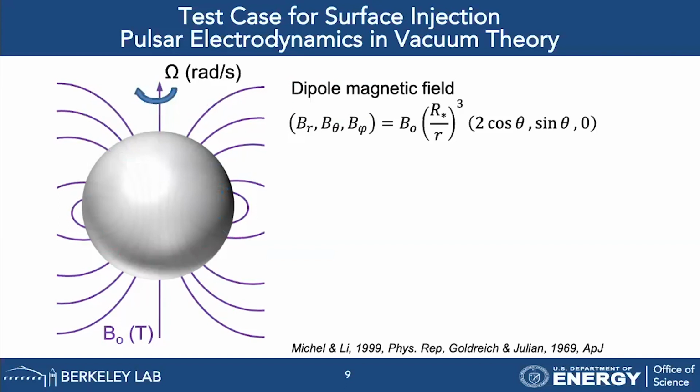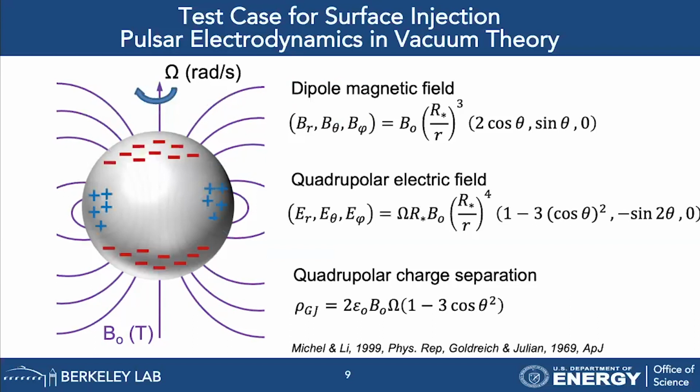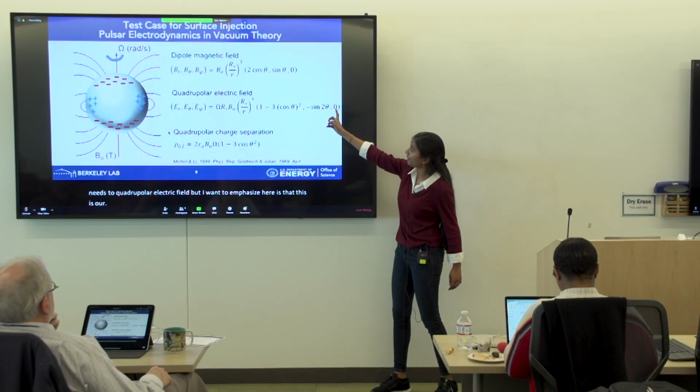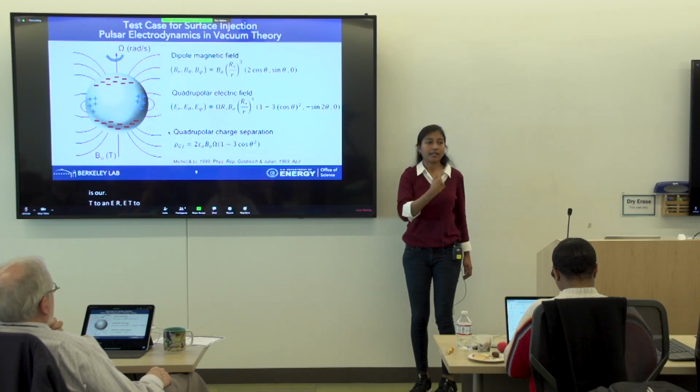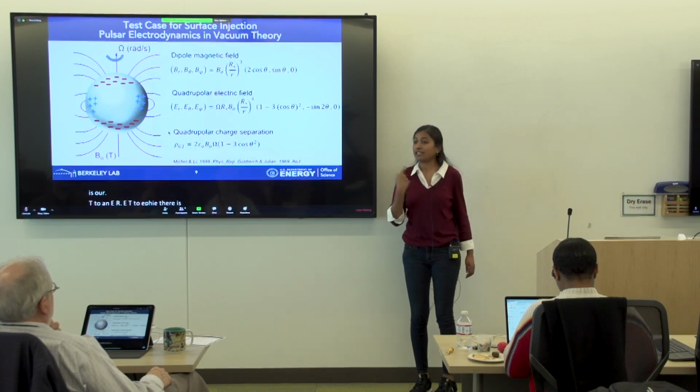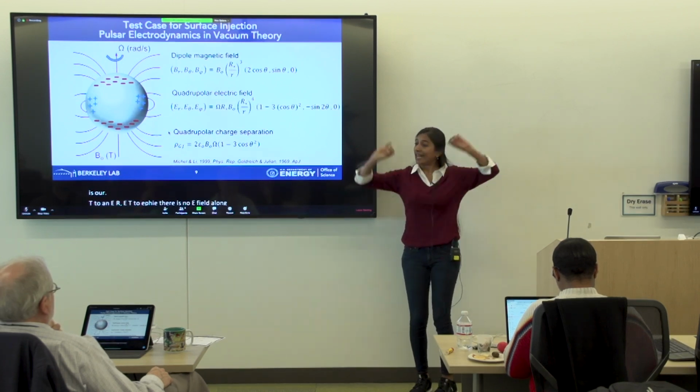And for a pulsar with a dipole magnetic field that's rotating, like I've mentioned before, charges separate. This quadrupolar charge separation leads to a quadrupolar electric field. What I want to emphasize here is that this is r, theta, and E_r, E_theta, E_phi. There is no E field along the toroidal direction. So it's poloidal and it's radial.